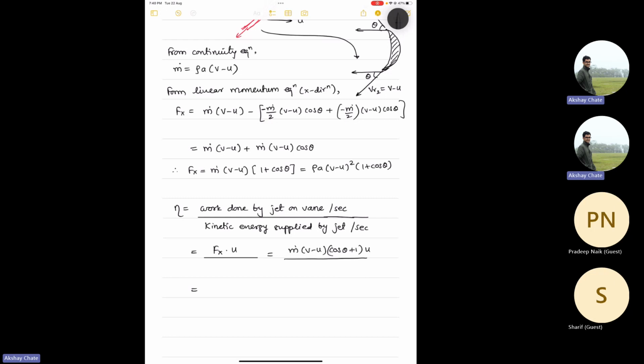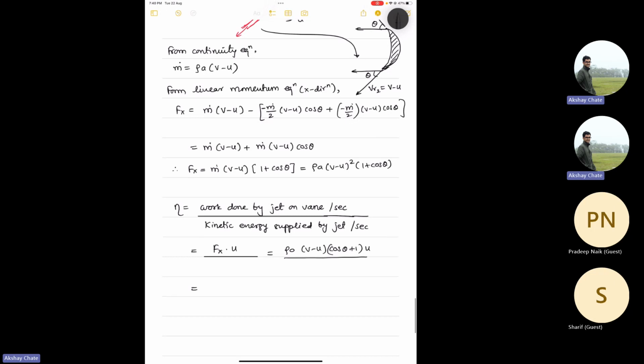So here it will be rho a u (v minus u) square and this thing, that is fine. But here it will be half capital M v square. And capital M, what is capital M? Rho a into v.